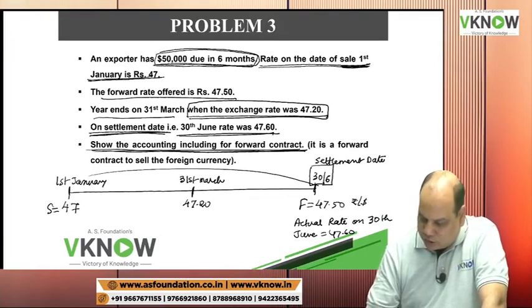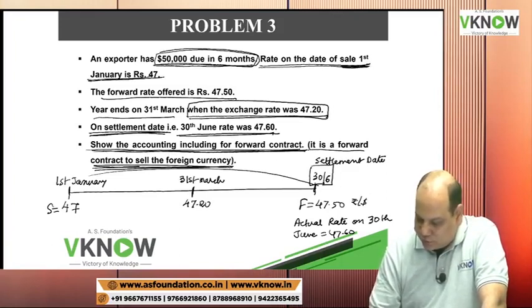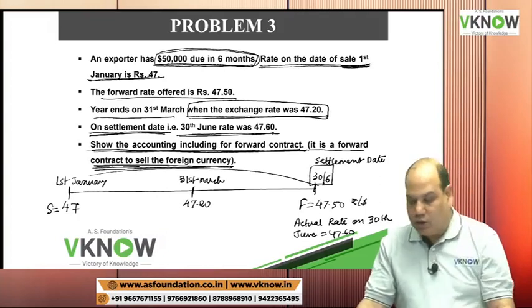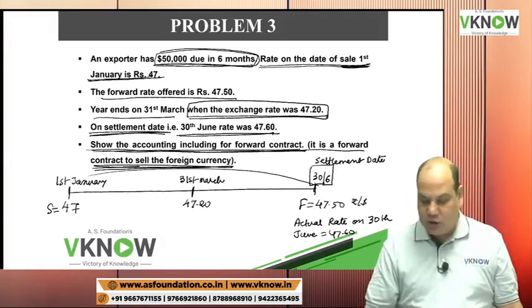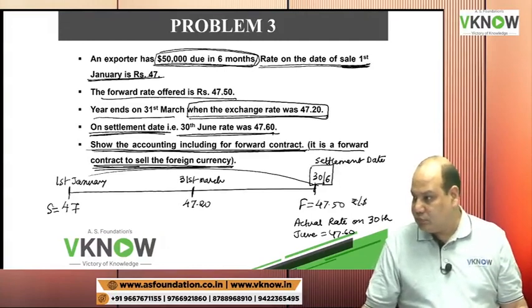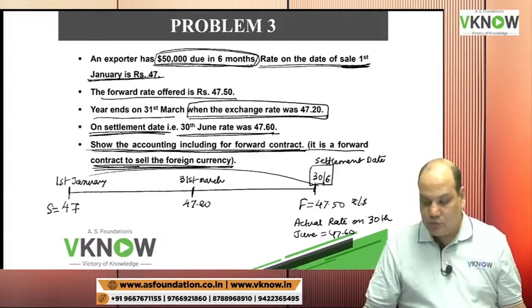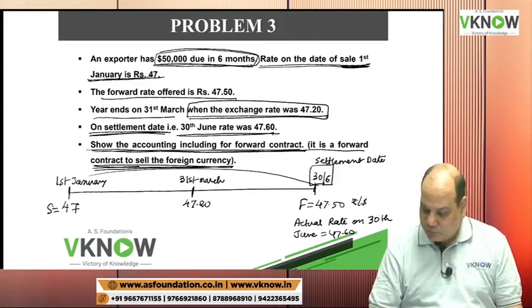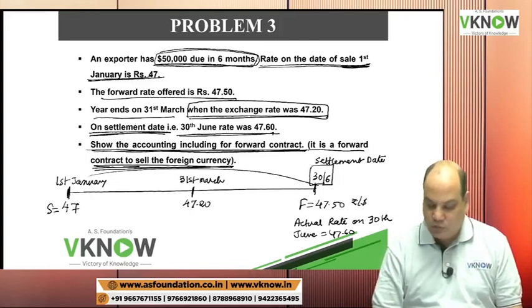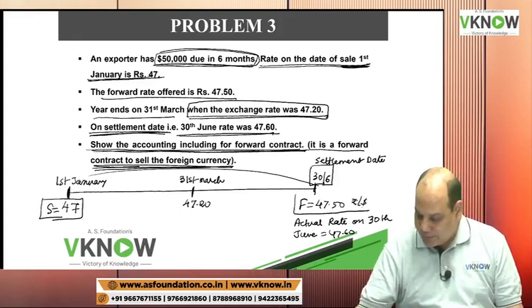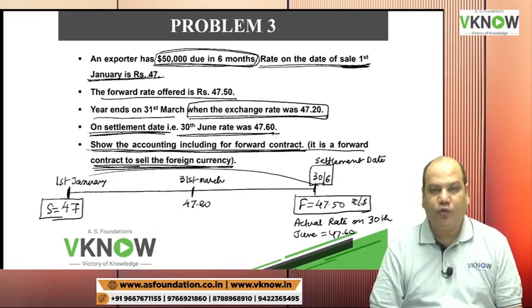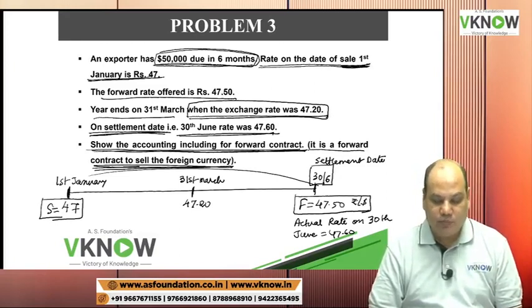including for forward contract. It is a forward contract to sell the foreign currency. Is it right? Now, first of all, understand the rate given to you. Today the rate is 47 and you have entered into a forward contract at 47.50, which will be settled after 6 months.